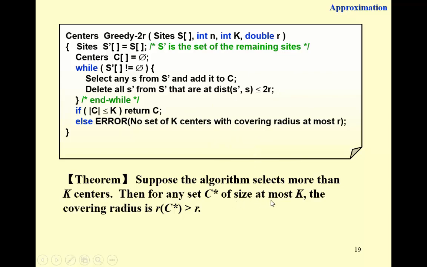And if there are at most k centers, we must be able to delete everything in no more than k steps, right? So this while loop cannot be executed for more than k times. And that is the contradiction, because it's assumed that the algorithm selects more than k centers. So in other words, if the optimal solution has the radius bounded above by r, then we can obtain a greedy solution with radius 2r.